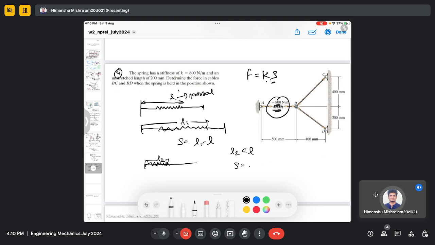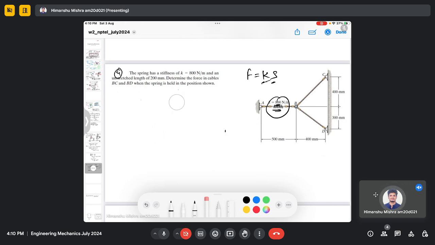Okay, so your S will be L minus L2. So S is basically the difference between the natural length and the new length after the elongation or compression of the spring. And K is the property of the spring that is usually given in the question. So it's a usual force balance exercise, except that we have been given the spring force. So now we need to use the spring force here.